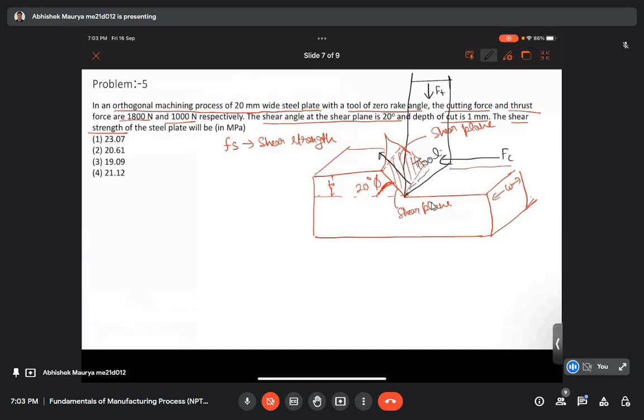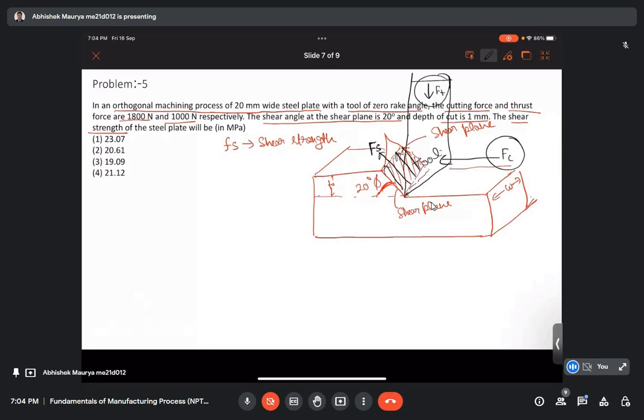If material is getting removed from this plane, then definitely some stress will be coming on this plane, and we don't know how much force is coming on this shear plane. So let's call this force Fs. This Fs force is not known to us. We only know Ft, the thrust force, and Fc, the cutting force. We know these because they are easier to measure. If you use a dynamometer, we can get the values of Ft and Fc easily, but it is very difficult to measure the force on the shear plane.